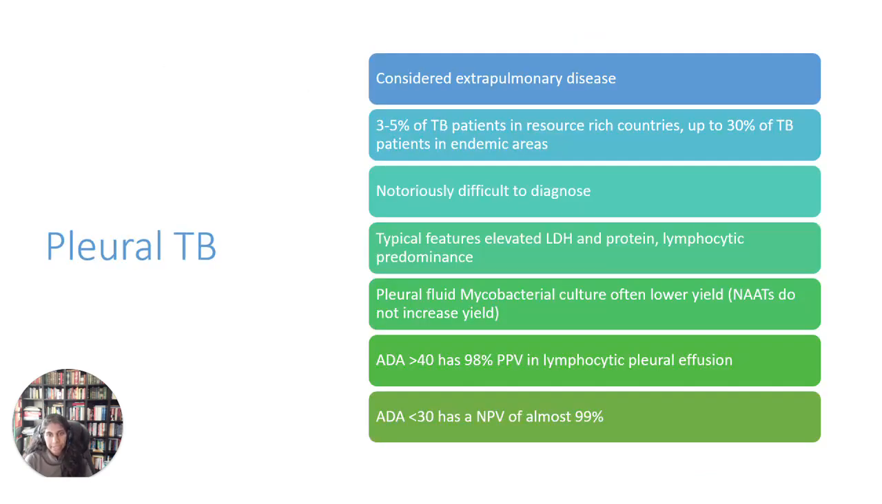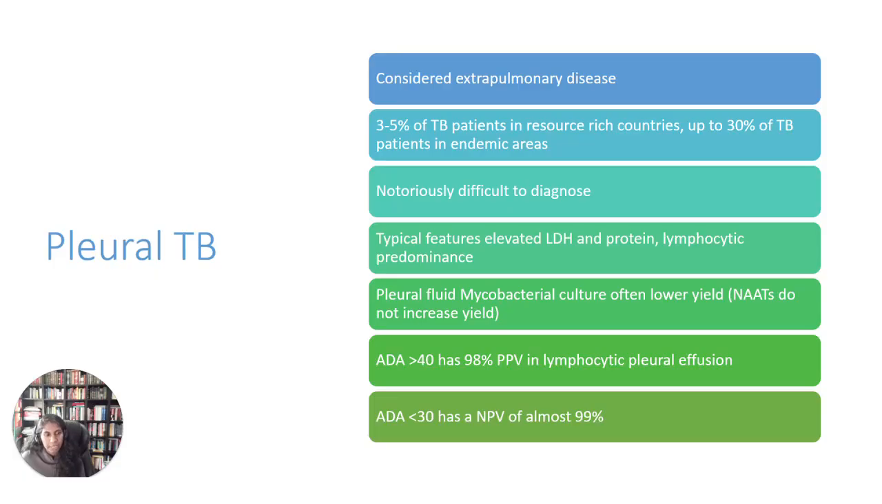So pleural TB is considered extrapulmonary disease. So it is much rarer in resource-rich countries. Only 3 to 5% of TB patients in the United States or resource-rich countries develop pleural TB, but it's more commonly seen in patients living in TB endemic areas.